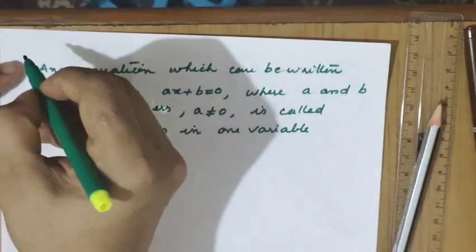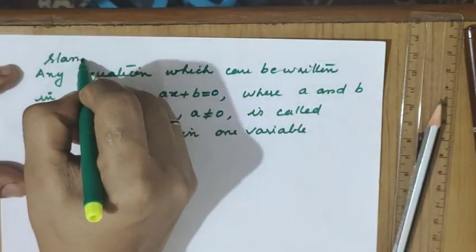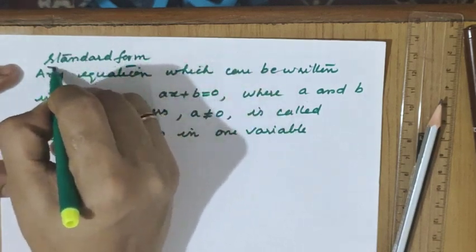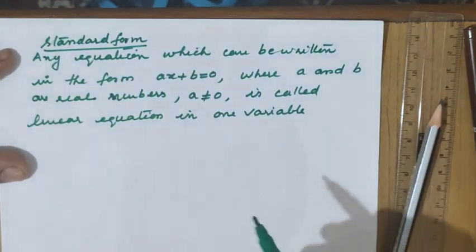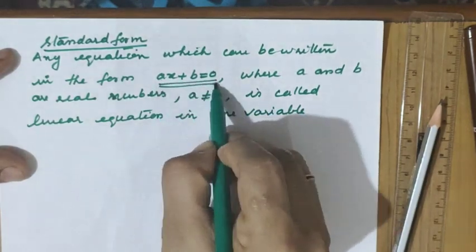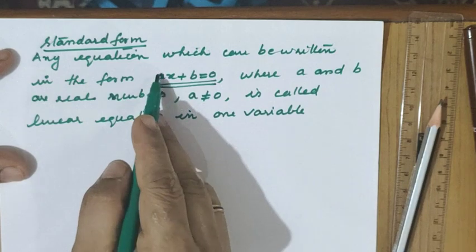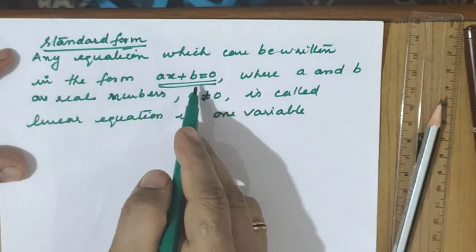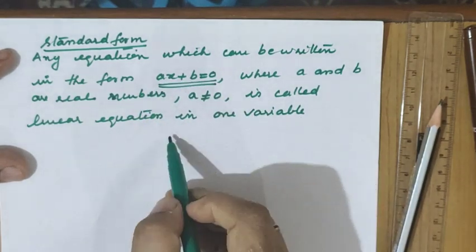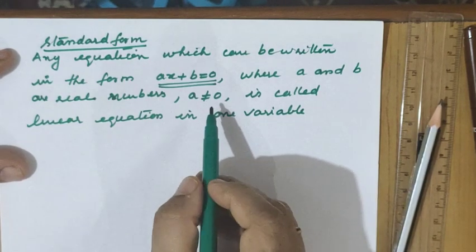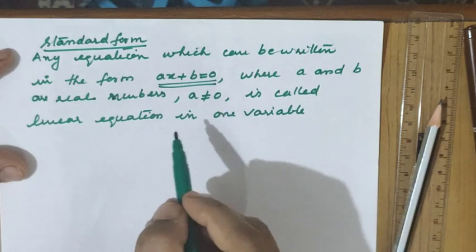So what is this? This is called the standard form of a linear equation. Standard form, what is that one? ax plus b equal to 0. So ax plus b equal to 0, where a and b are real numbers and a not equal to 0 is called a linear equation in one variable. This is the standard form. So what is the condition here? a not equal to 0.